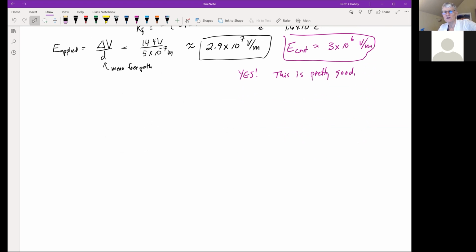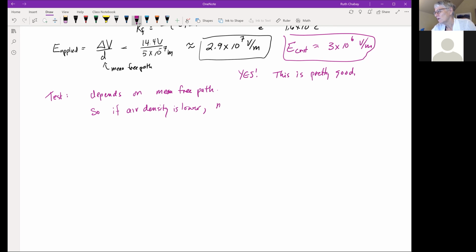So let's think about how to test this model. It depends on the mean free path. So we would predict that if the air density is lower, the mean free path is longer, and that means we wouldn't need such a big field. So E critical should go down.